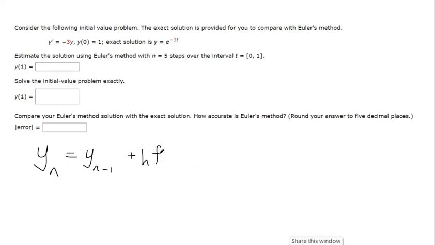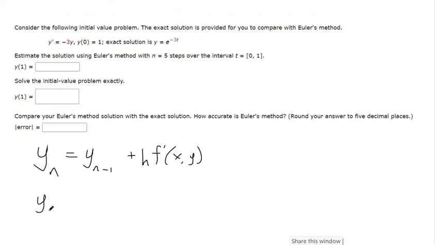And then you multiply that times the derivative of the function that we're working with. So in this case, that's negative 3y over here. So x isn't going to matter. But so in each step, we take the previous guess.